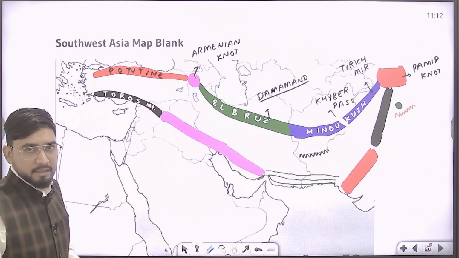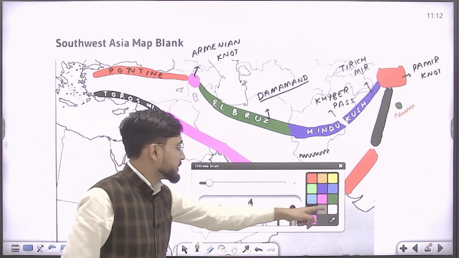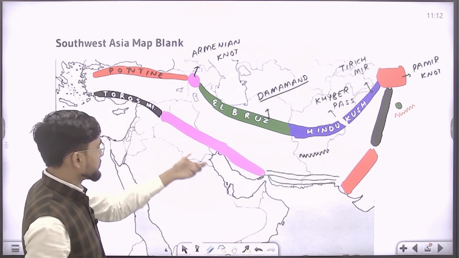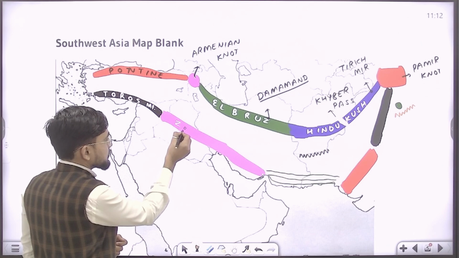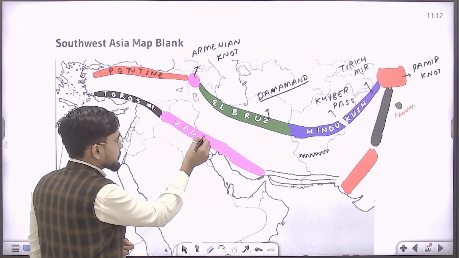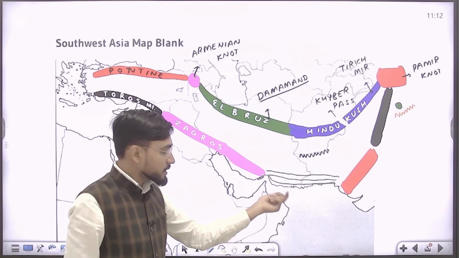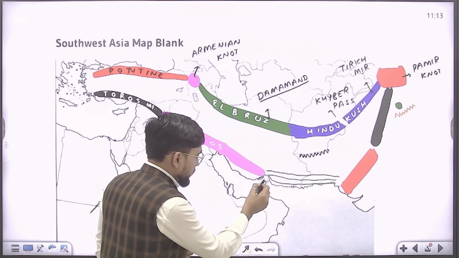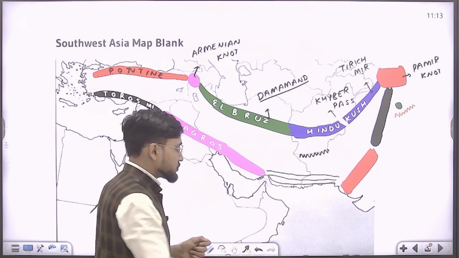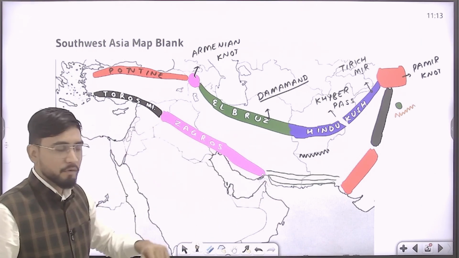Taurus mountain range. And moving to the eastern side, another mountain range in the southern portion of Iran, Iraq, and Syria is Zagros. This Zagros starts from the Strait of Hormuz. This is the Strait of Hormuz, and this country is the UAE, and this is Oman. So this Strait of Hormuz is at the Arabian Peninsula, and Zagros starts from here.